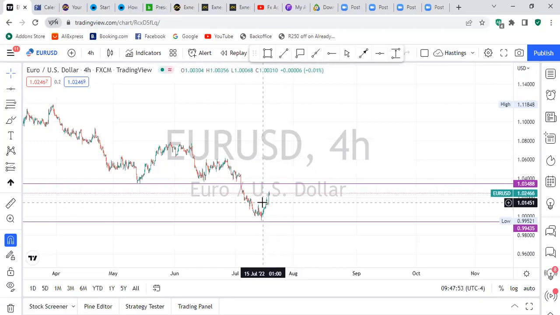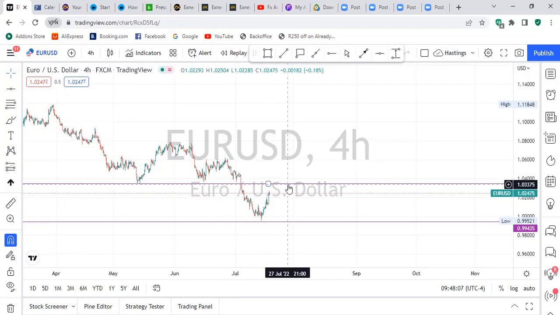So support is the floor, the base. Resistance is the ceiling. If you break the resistance, it means the resistance has now become support. If you break this resistance, it means you are now having support. Right?